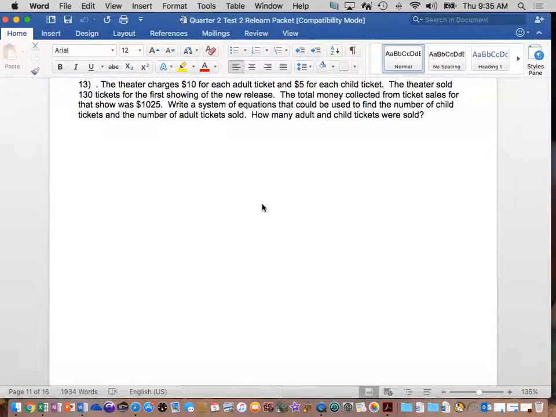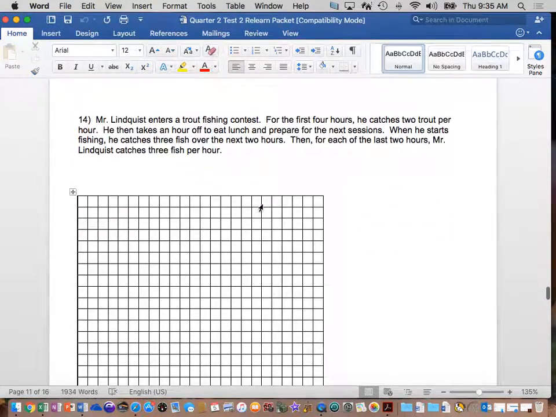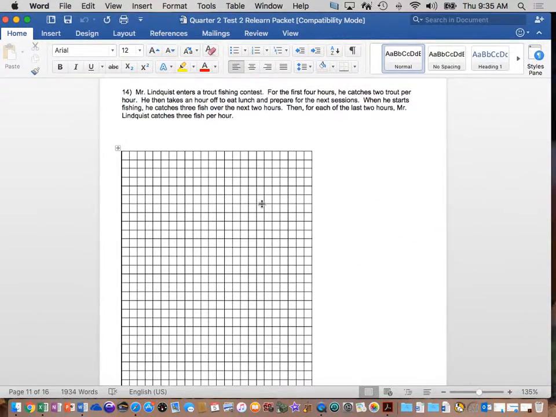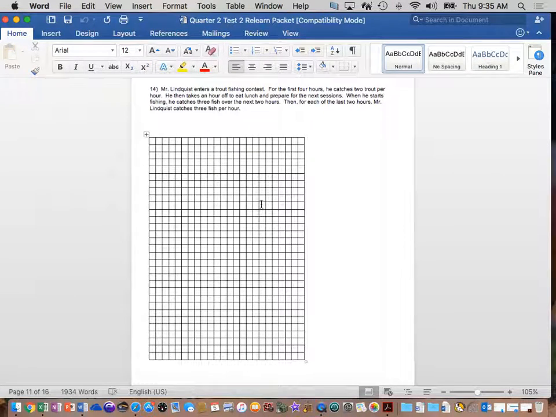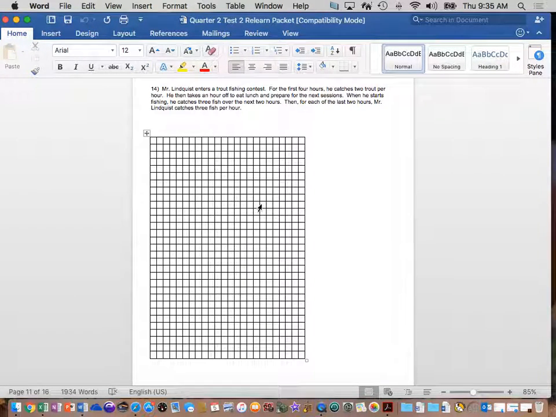Is the idea that the adult plus the child is equal to 130 tickets. That's the tricky part.